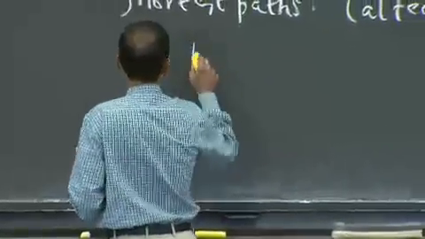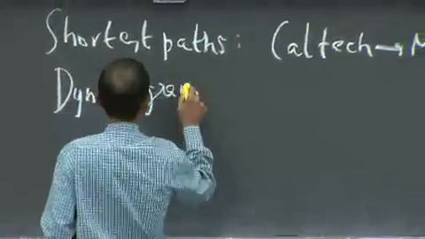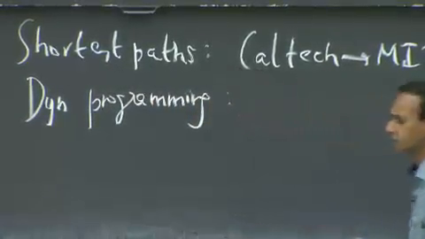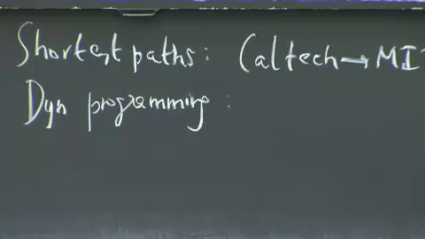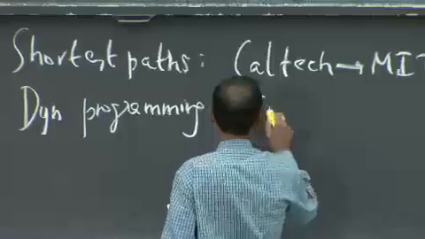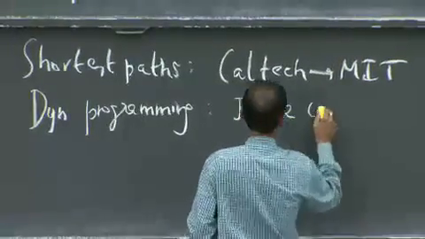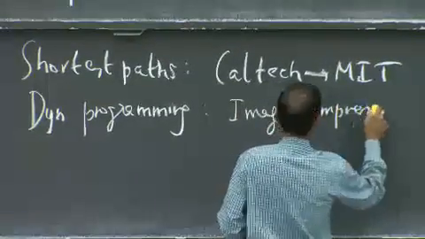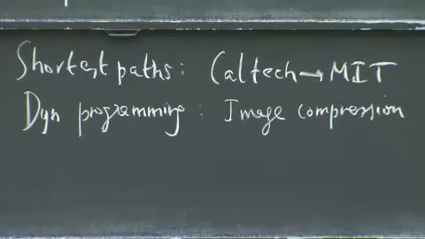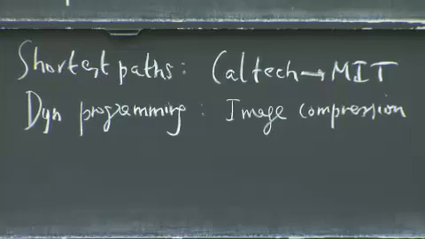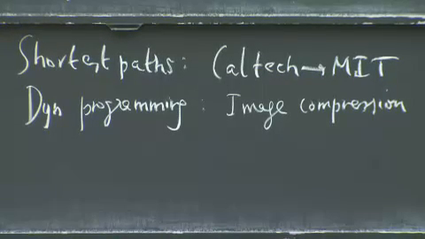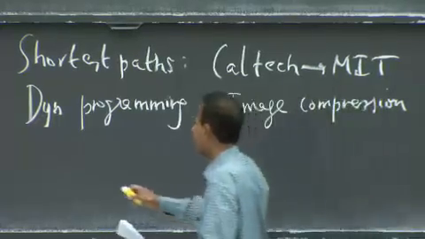Dynamic programming is an important algorithm design technique that's used in many, many problems. And it can be used to do a variety of things, including image compression. How do you compress an image so the number of pixels reduces, but it still looks like the image that you started out with that had many more pixels? So you could use dynamic programming for that.